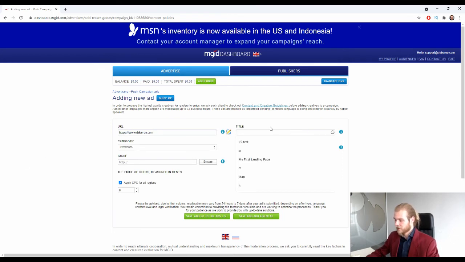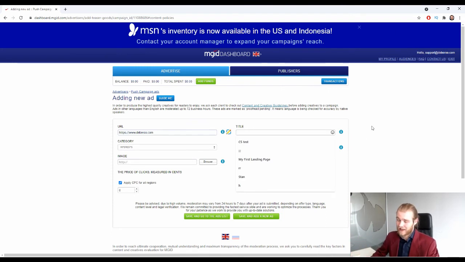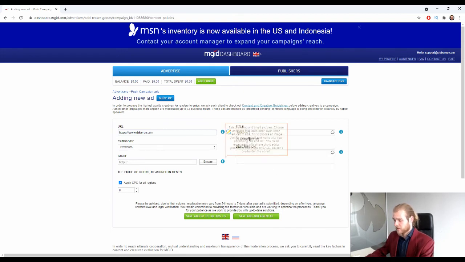Then we have the title. How many characters do we have? Do they say? Enter a title that is short, catchy, and specific to the product or service. Be creative, interesting, and original. Avoid spelling mistakes. Do not use all caps or multiple exclamation marks. That all makes sense. That's just the basic rules of writing a headline. Let's see, maybe if we start typing. Okay, so when we start typing, we can see how many characters we have. So 30 characters available for your headline.